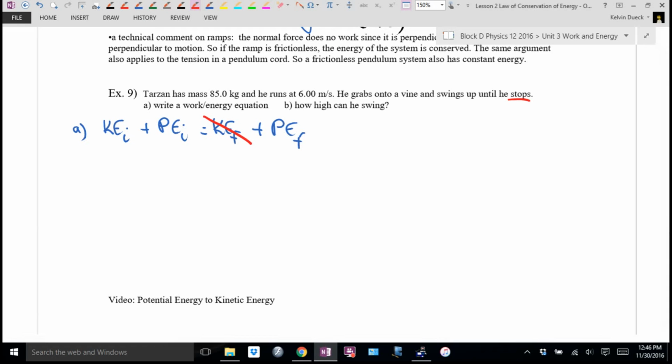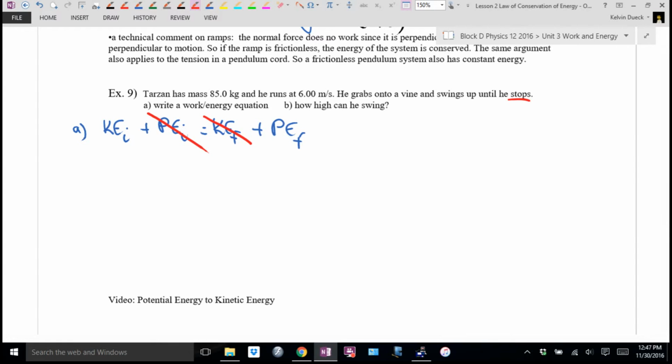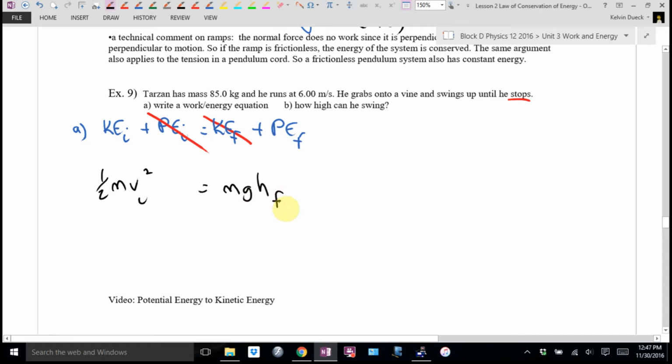Does he start on the ground? Well, it all depends because the vine is here and Tarzan's feet are here. But wait a minute. Remember in that skateboard app I showed you, we can put the height of 0 wherever we want to make it most convenient. So, hey, it's most convenient if I put the height of 0 there. In fact, let's even put a center of mass right there. So yeah, one of the nice things, because energy is a scalar. So I get a half mv initial squared equals mgh final.